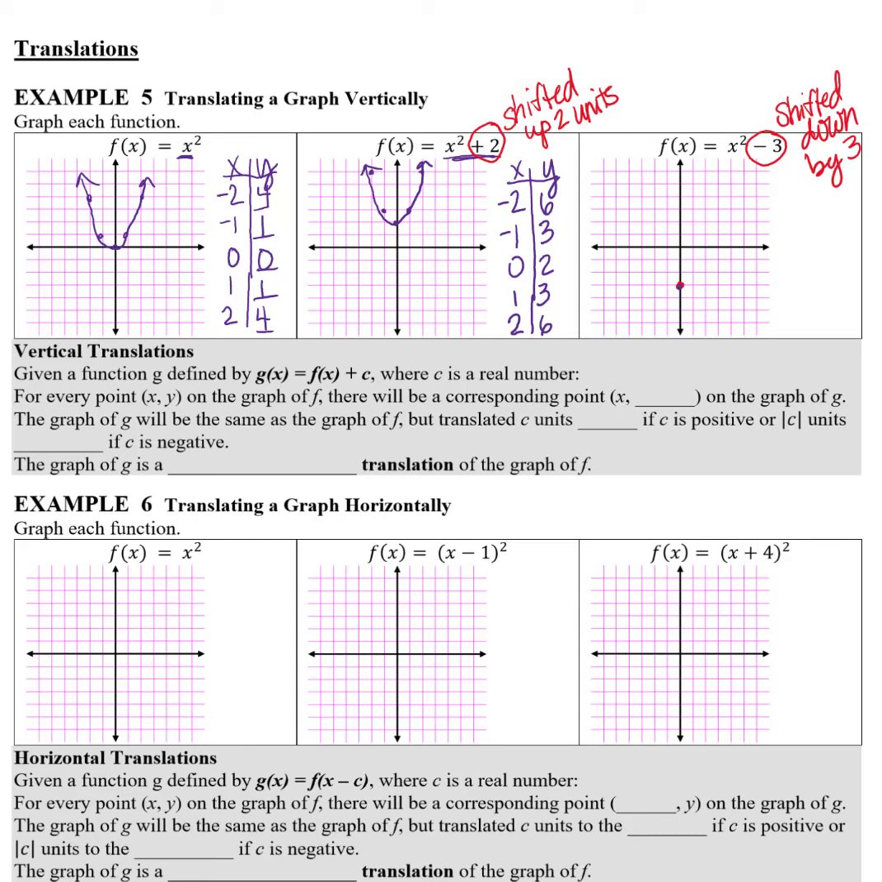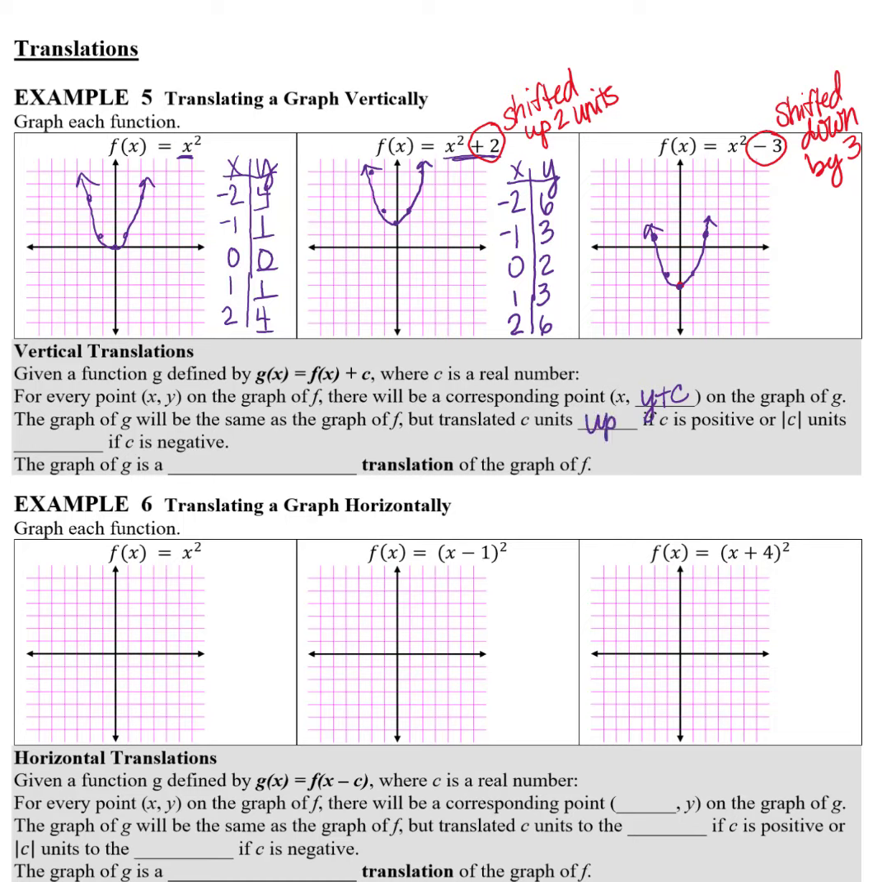So for every point on a graph of f, if we add a c to that, then the y is being shifted up by that c. So that'd be y plus c. And so if c is positive, then it's translated up. And if it's the absolute value of c units, it's going to go down if c is negative. The graph of g is a vertical translation of the graph of f.